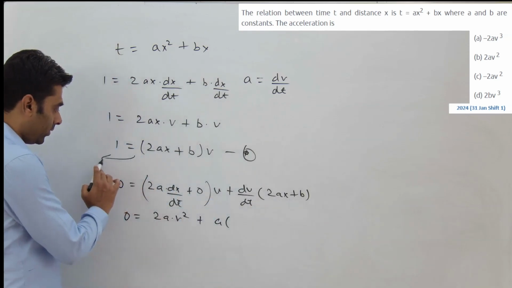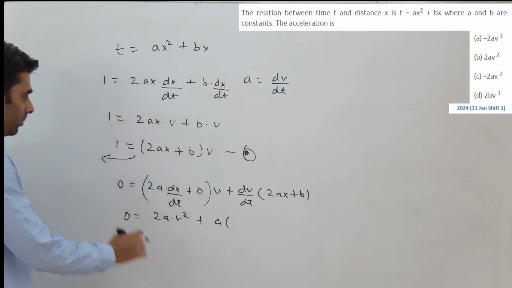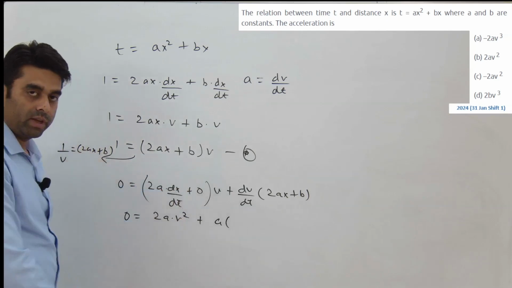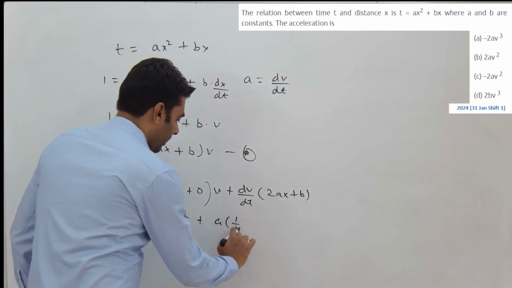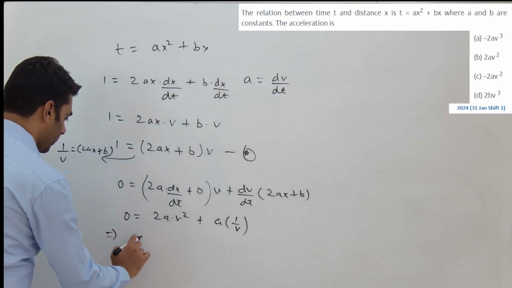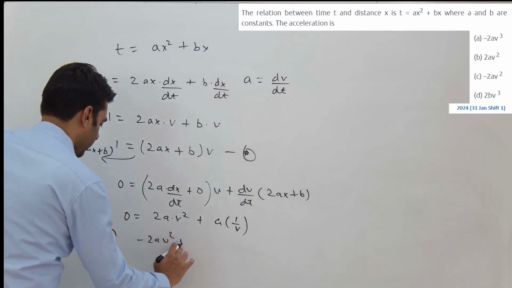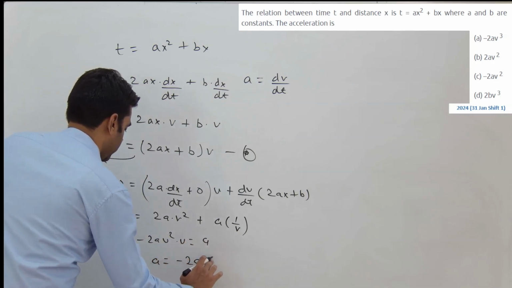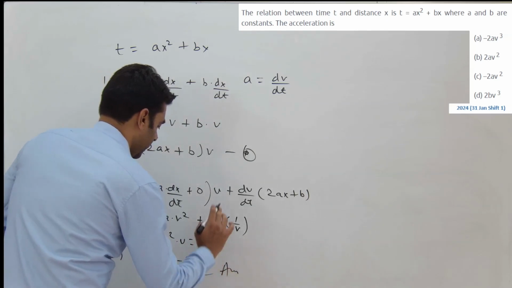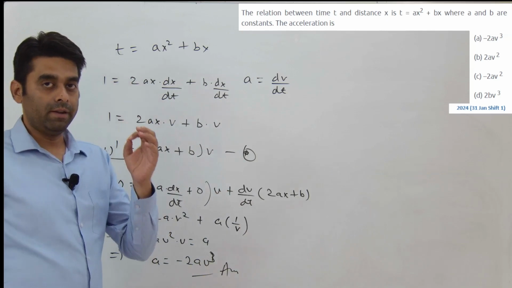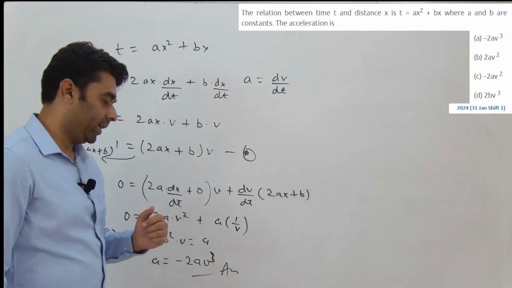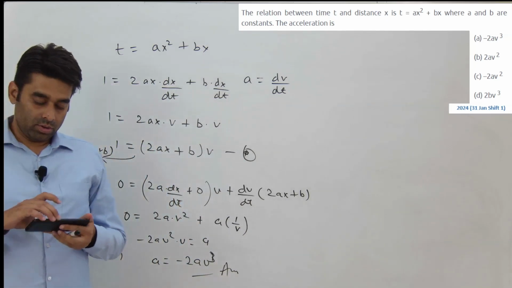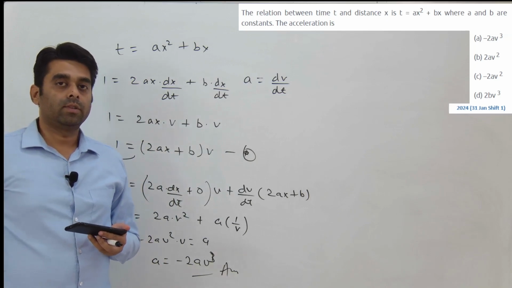Now if you notice carefully the earlier equation, 2ax plus b can be written as 1 by v. So 1 by v is basically 2ax plus b. From this we can replace 2ax plus b with 1 by v. Fine, let's rearrange it. So what can we write? Minus 2a v square into v equals a. That implies acceleration comes out to be minus 2a v cube, right? We just needed to differentiate the function carefully. So finally our answer comes out as minus 2a v cube. What is our option? Check the option. Option number 1 is our correct answer. Let's move to the next question.